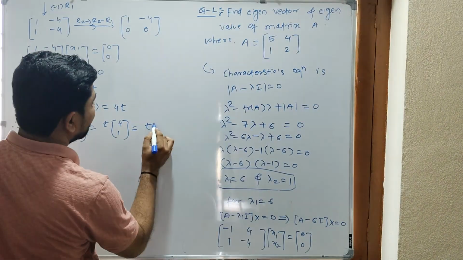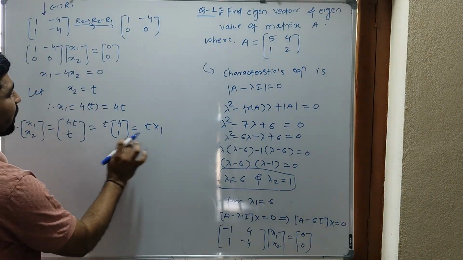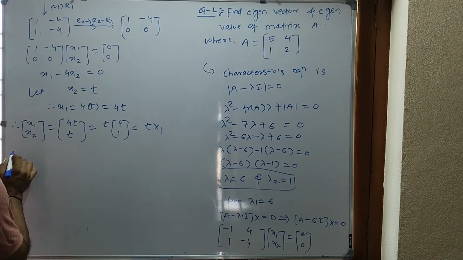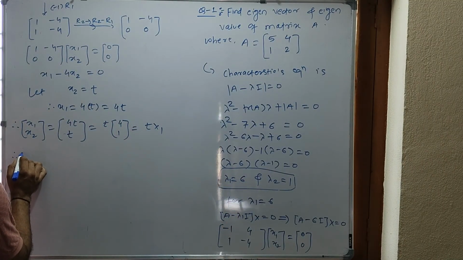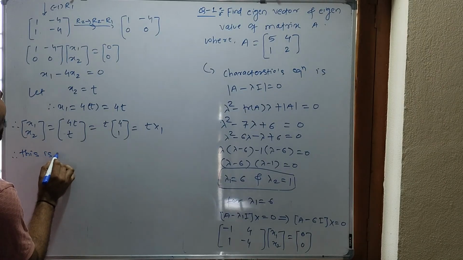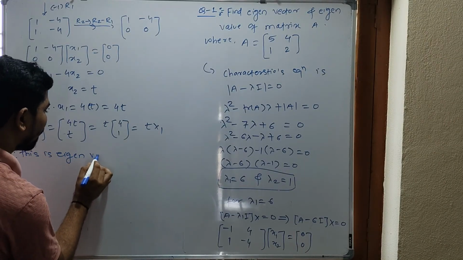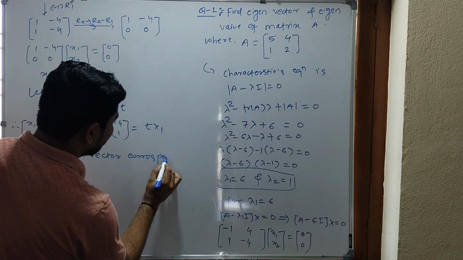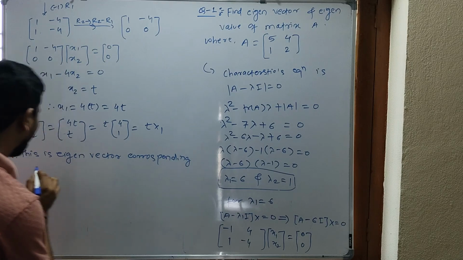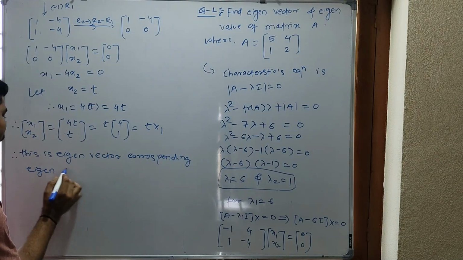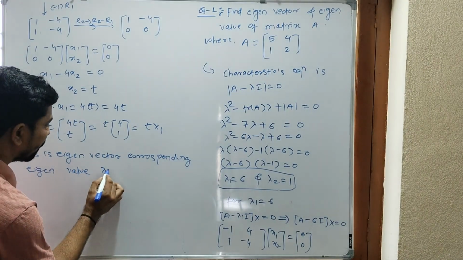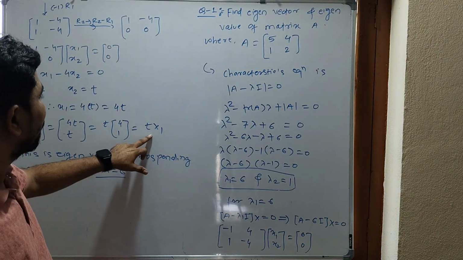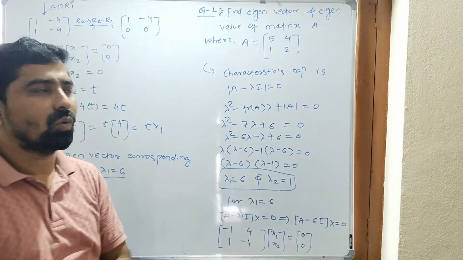So this is same as t times x1. This x1 vector is the eigenvector corresponding to the eigenvalue lambda 1 equal to 6. Therefore this is the eigenvector corresponding to the eigenvalue lambda 1 equal to 6. So this is my one eigenvector corresponding to the eigenvalue lambda 1 equal to 6.